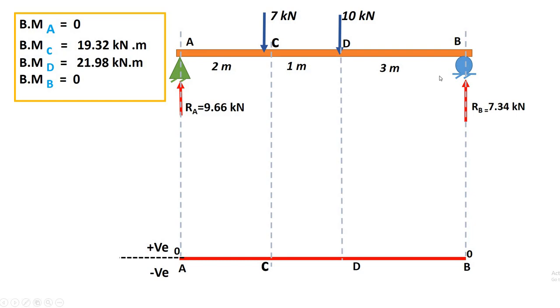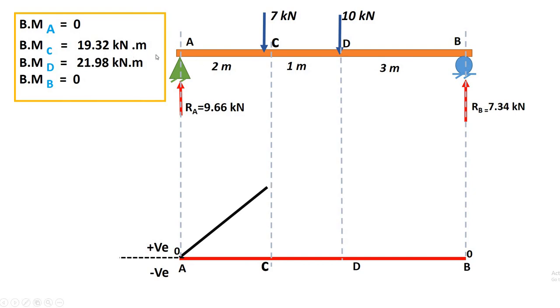Now these are the values. Bending moment at A and B is 0. We only have to show our positive moments of 19.32 and 21.98 at C point and D point. Starting with A point, at A we don't have any moment, moment is 0. From the AC part we don't have any moment, so let us show the same with an inclined line.